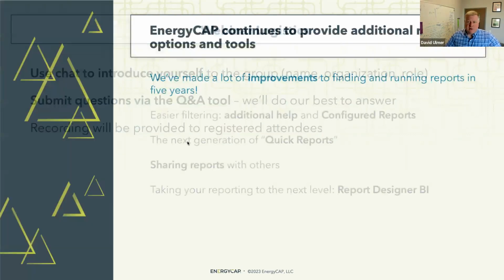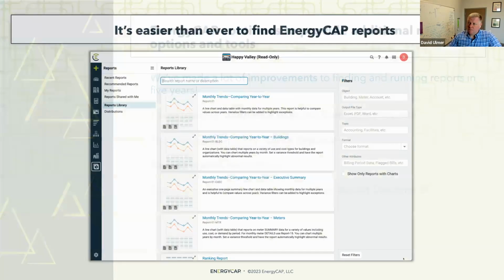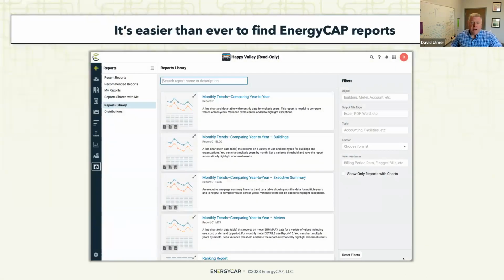All right, so let's start with our first topic, the improvements that we've made to finding and running reports over the last 5 years. And I mentioned 5 years because that's when we had our last in-person Catalyst in 2018. So I'm going to be running through a number of updates that we've made to the reporting process in that period of time. So you'll find, if you take the time to look, it's a lot easier now than it ever has been before to find the reports that you want to use within EnergyCAP. And we've laid out several different tools we're going to walk through today to help you narrow in on the report that you'd like to use.